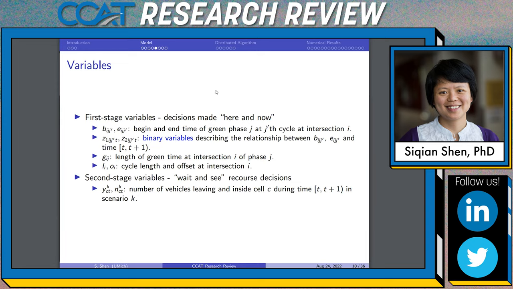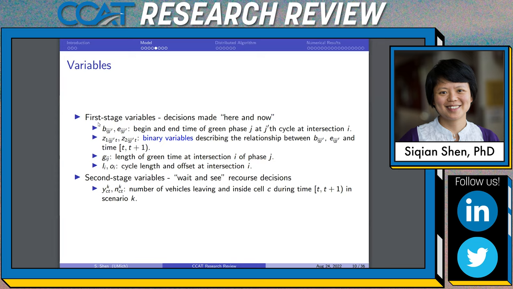The variables, what we're deciding. When you model something with so-called two-stage stochastic optimization, two stage means that you have here-and-now decisions you have to make before you see the uncertainty, okay? And there also are wait-and-see decisions, which in the literature we call recourse decisions. Those decisions, you don't necessarily make them, but they will be realized. The value of those decision variables will be realized after you know how much demand you have and how many vehicles are turning this way and that way, okay?